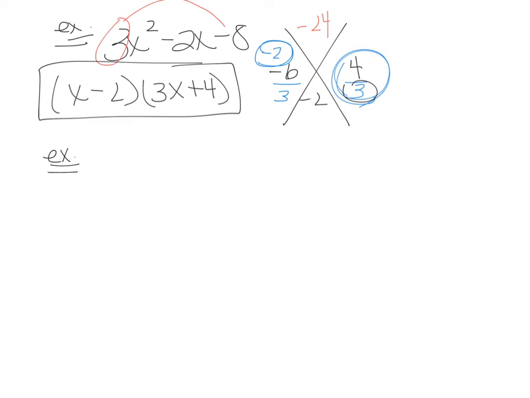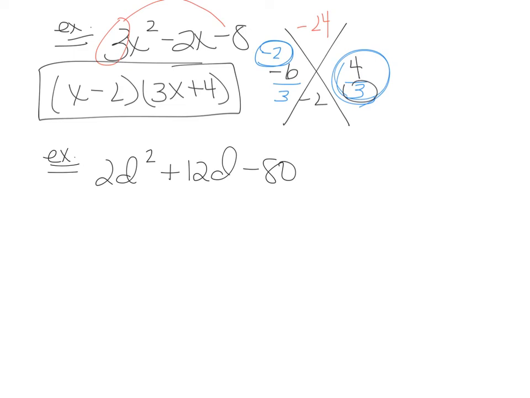2 more. Try this one. 2d squared plus 12d minus 80. Pause this video, solve this problem on your own. Don't let me trick you. And when you finish, unpause it. We'll go over it.